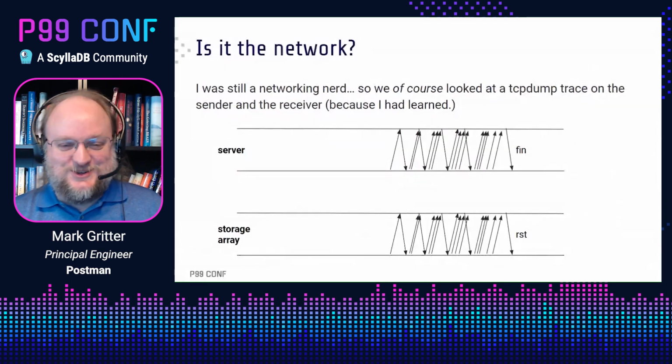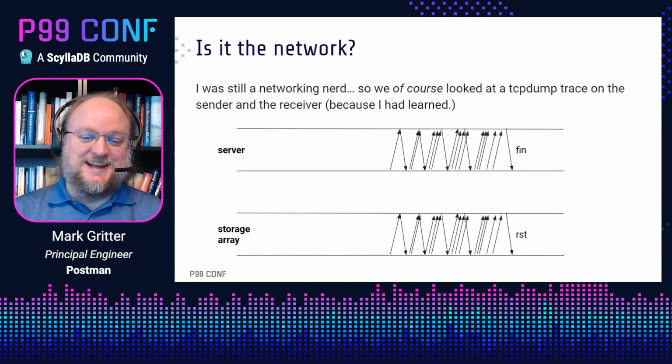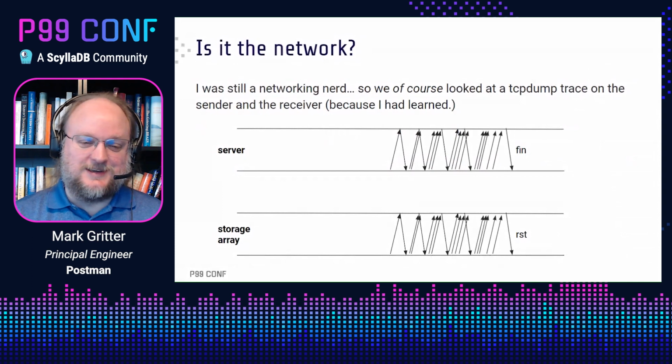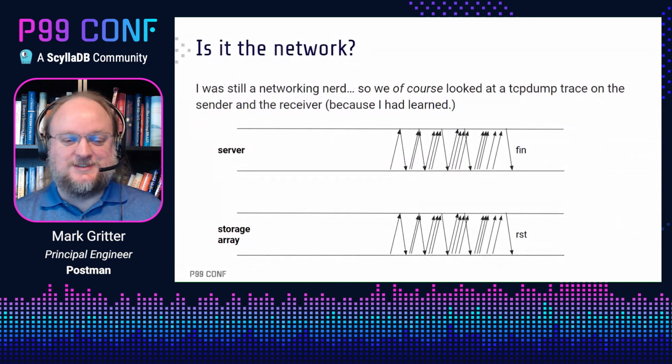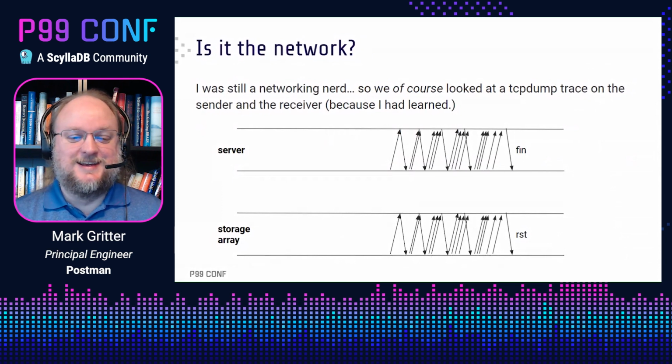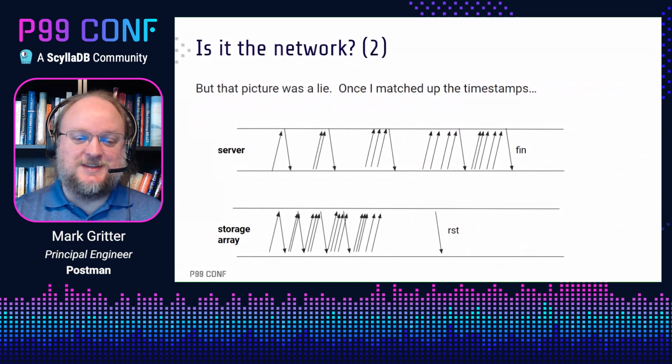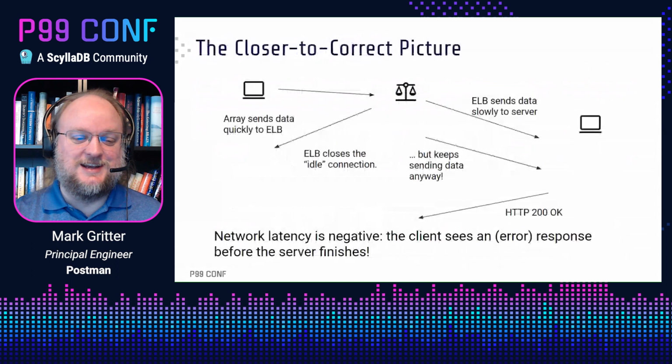And of course, I used tcpdump again, and because I had learned my lesson, I captured traces on both sides of the connection. And what I learned from that is while the server saw a bunch of bytes arrive and then a connection closed with FIN, like it should be, the storage array saw a bunch of bytes go out, followed by a reset from the server. So the two sides did not even agree on whether the connection was successfully terminated or not. But unfortunately, that picture was a lie, because once I matched up the timestamps, I saw that the server thought the connection was continuing for far longer than the storage array that had established the connection did.